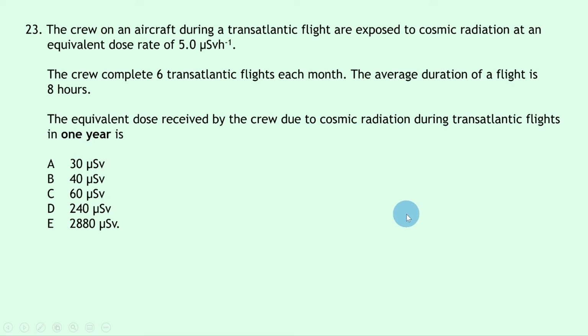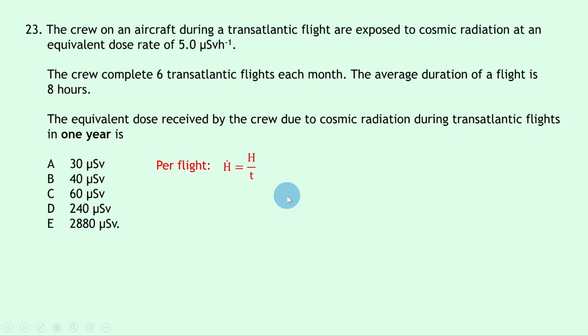Well, notice how we're given lots of data here. We're given the equivalent dose rate and we want to find the equivalent dose in 1 year. So I'm going to start by calculating the equivalent dose for one flight. So per flight we can say H dot equals H over t, but we want to find what H is because that's the equivalent dose.